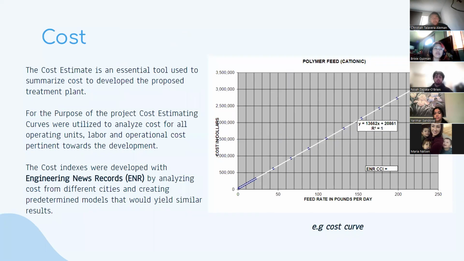So for our cost estimate, we decided to use the following curves in order to determine how much our project would be costing us over time and give us our total. The way we got these curves was from the Engineering News Record index, which is an online source that gives us predetermined models that have been taken over different cities, over different years, that all give us these regression models. From the regression models, we get these equations that we can use to determine our costs given the quantities that we're going to use for our site. Next slide.